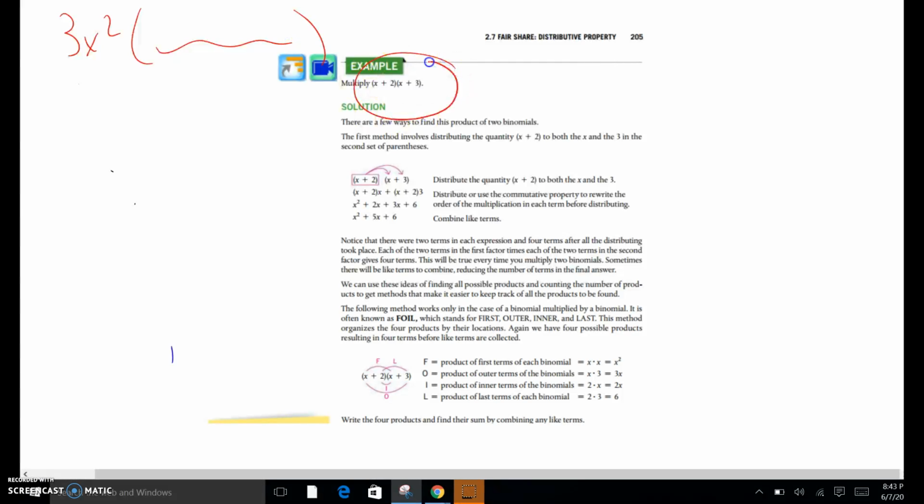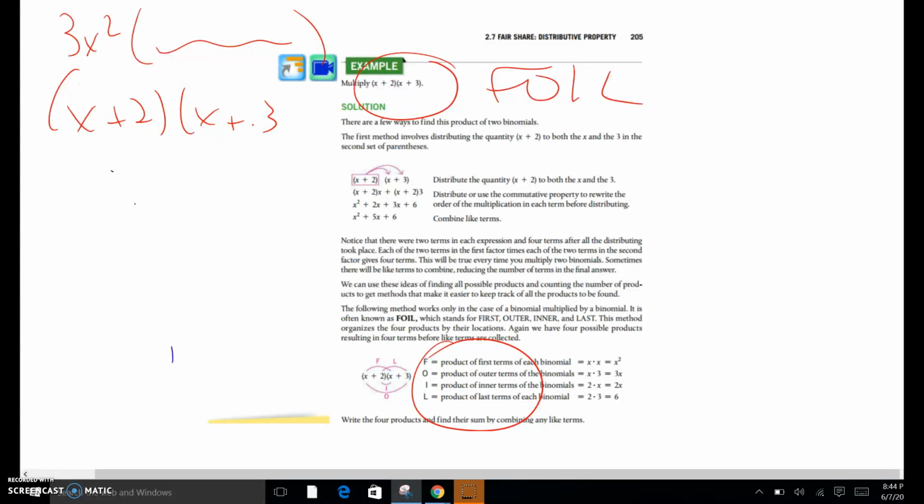But so if you have some lists, FOIL is pretty famous from high school. It's an acronym for first, outside, inside, last. And a lot of people like this. It's okay. It doesn't always work, so I'm not a huge fan. So first would be these guys. And again, remember, when you multiply, powers change. Outside would be these guys. Inside would be these guys. And last would be the 2 and the 3, which is 6.